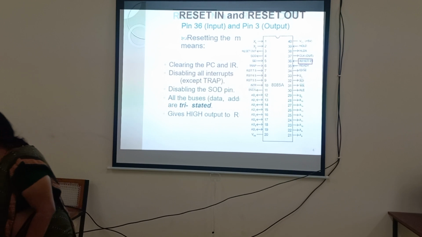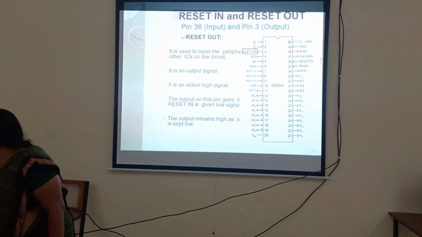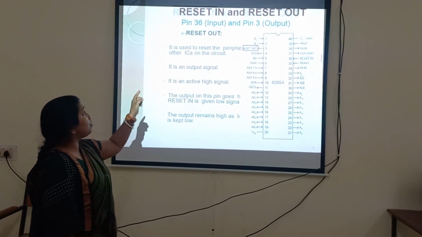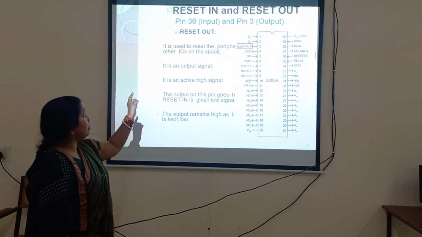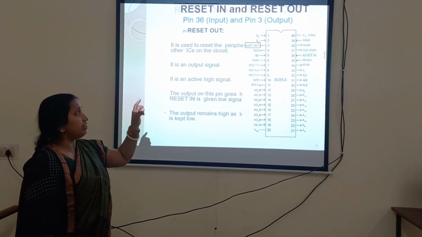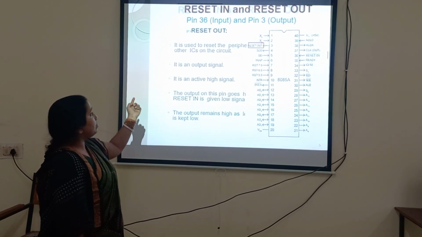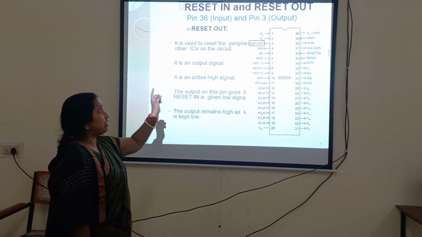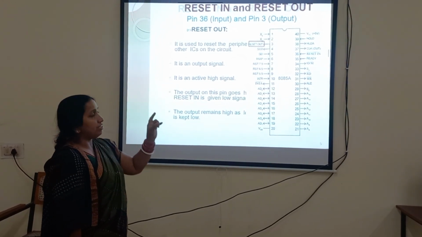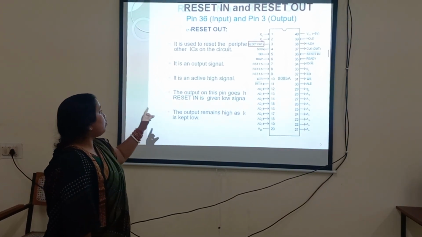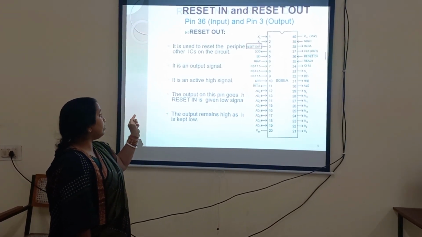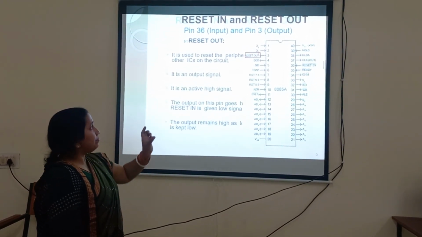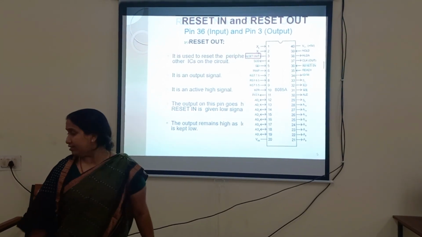The next is reset out. It is used to reset the peripheral IC on the circuit. It is an output signal, where reset in is an input signal and reset out is an output signal, and it is an active high signal, where there is no bar. That indicates it is active high, where reset in is an active low signal. The output on this pin goes high when reset in is given a low signal. That means when reset in is low, then reset out is high.